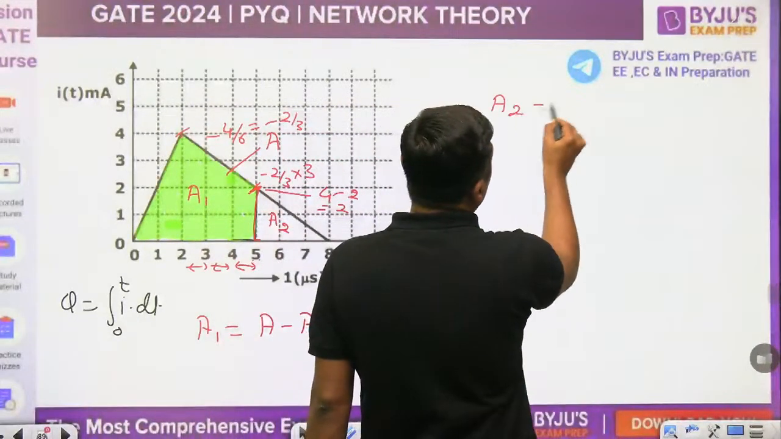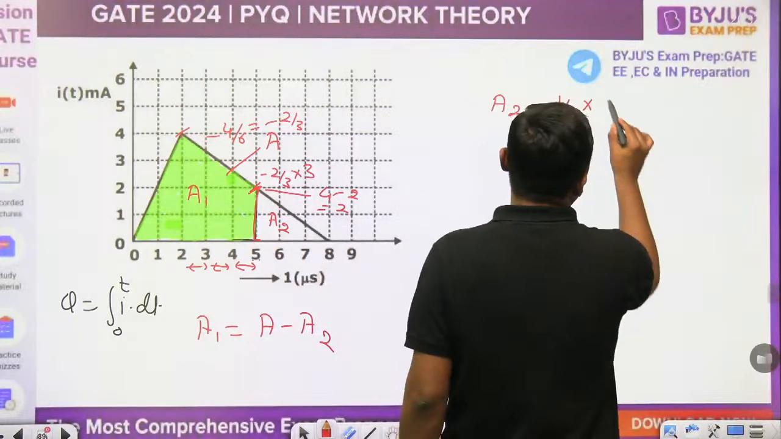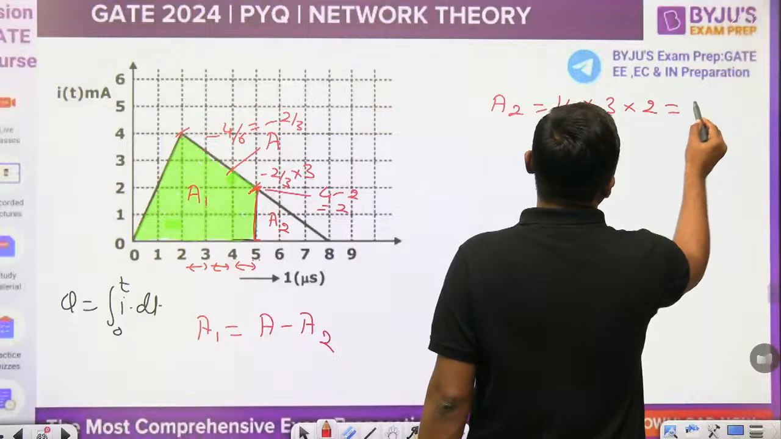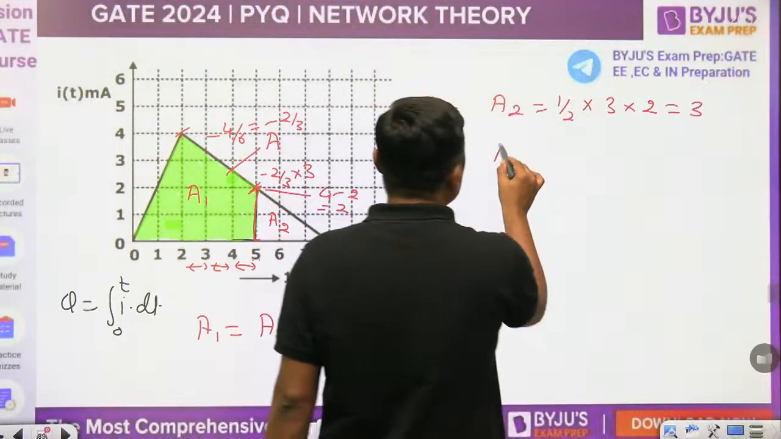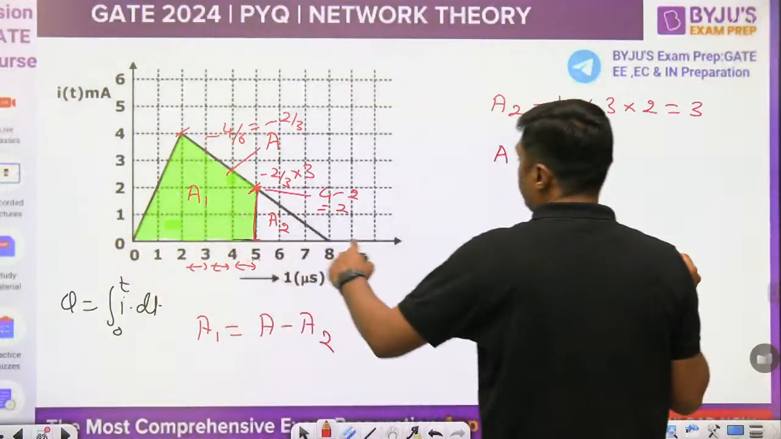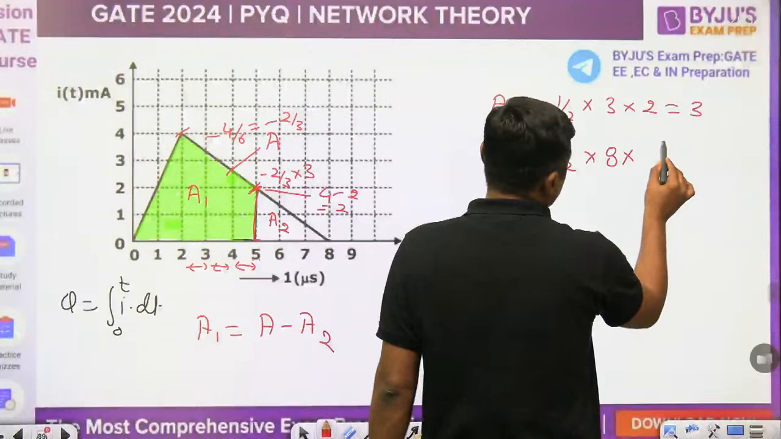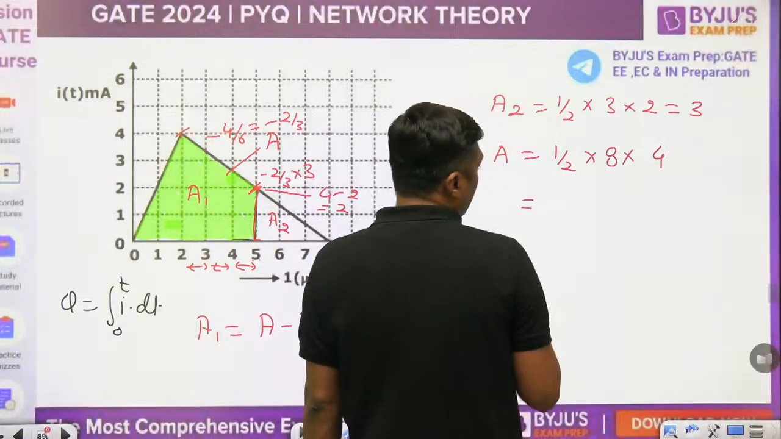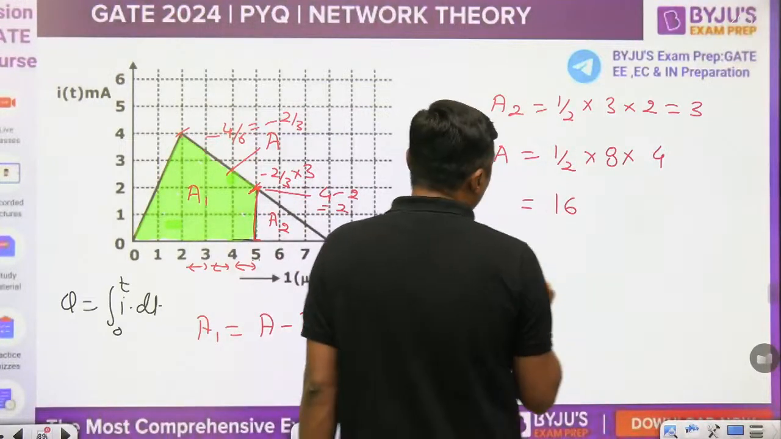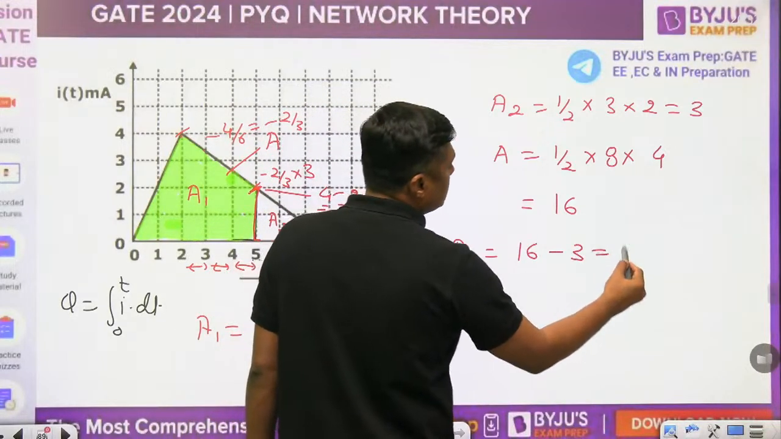You have the height, so you can find A2. A2 is equal to half of base 3, height 2, that is 3. And what is the total area? Half of base, from this point to this point 8, into height 4, then it will become 16. So what is the required one? 16 minus 3, that is 13 nanocoulomb.